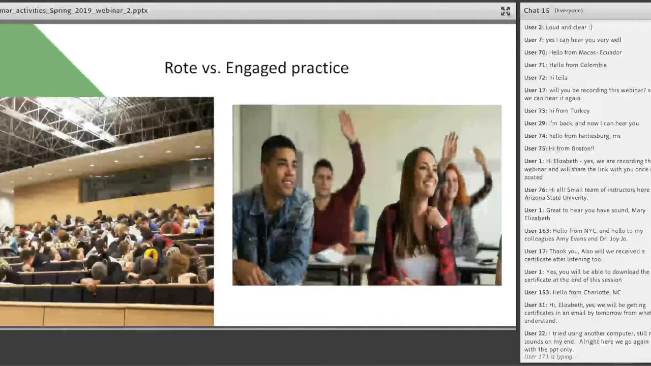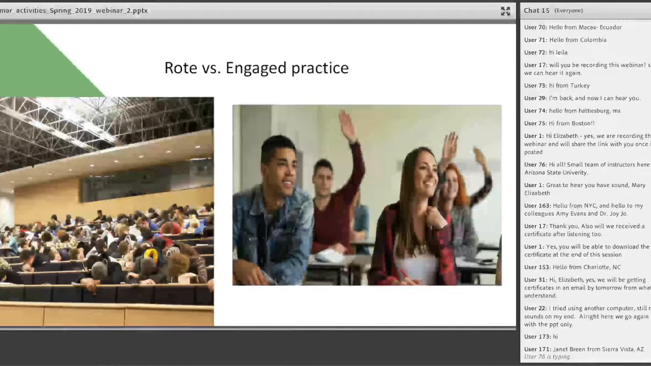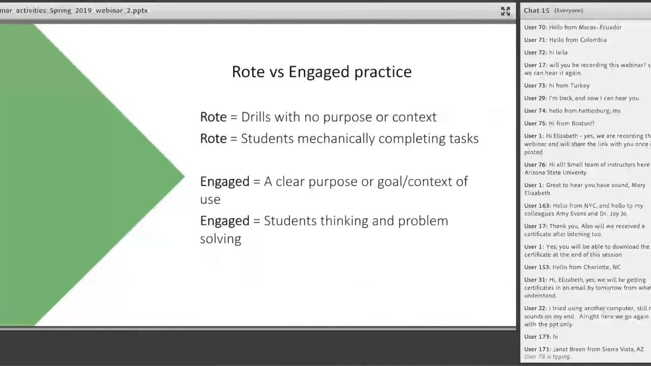I also hope that none of us are teaching in a room like the one on the left, because that's hard right there to create an environment for engaged practice. But I think even in that kind of a physical context, we can do activities that can engage our learners and prevent them from falling asleep like these guys in the first few rows.